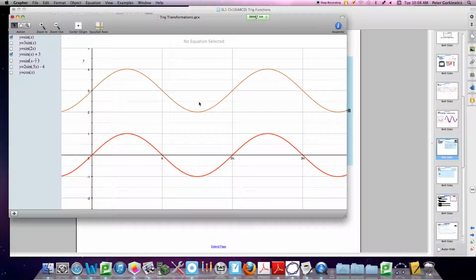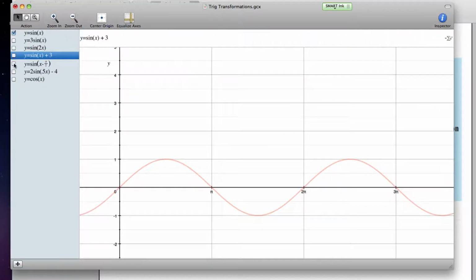It goes from 3 to 4, from 3 to 2. So everything's the same about it. Crest is over crest, trough is over trough, zeros are over each other. The only thing is it's just been dragged up. Surprised? Shouldn't be.